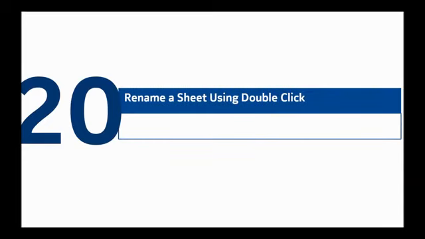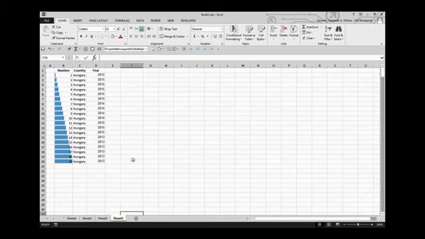Rename the sheet using double click. Yes, most users, when they want to change the name of the sheet in Excel, right click and rename and then write it. Yes, but there's a faster way to do that. Just go on the sheet name and double click. You can see it and write.